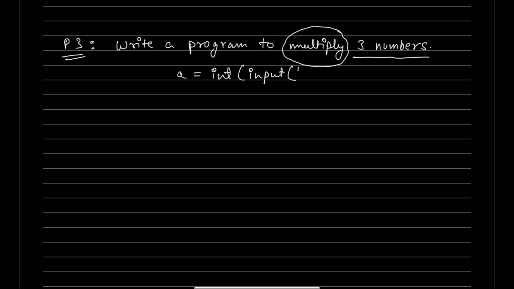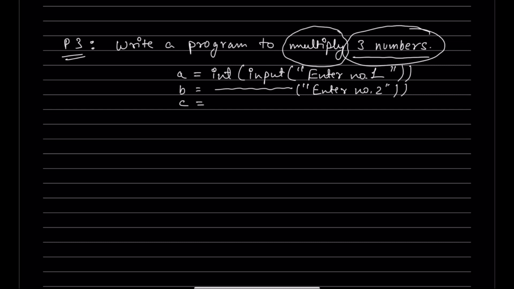Inside the input keyword, I'll mention a request that can be enter number 1. After that, I'll close the brackets. Then I'll mention another variable. I can repeat the command and I can change the request to enter number 2. Done. And then the third input, because we need to multiply three numbers, so I can repeat the statement again, and I can change the request this time to enter number 3, and I'll close the brackets. So using this, we are done with taking three inputs from the user.